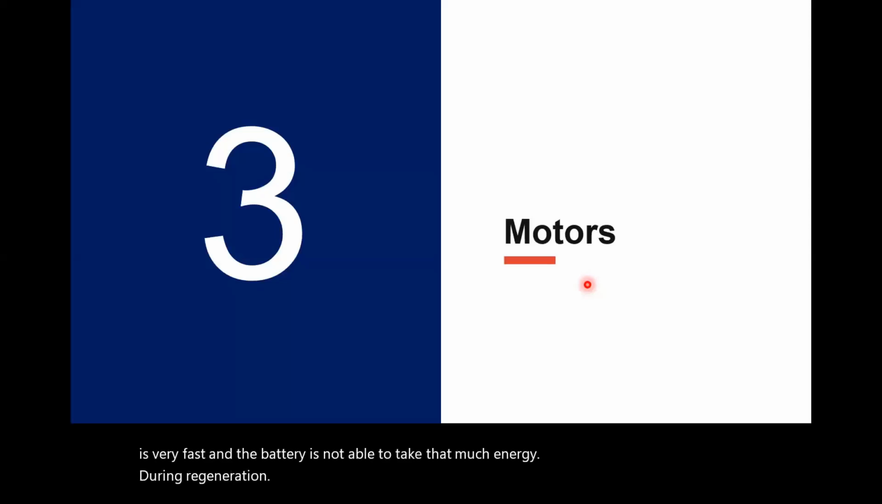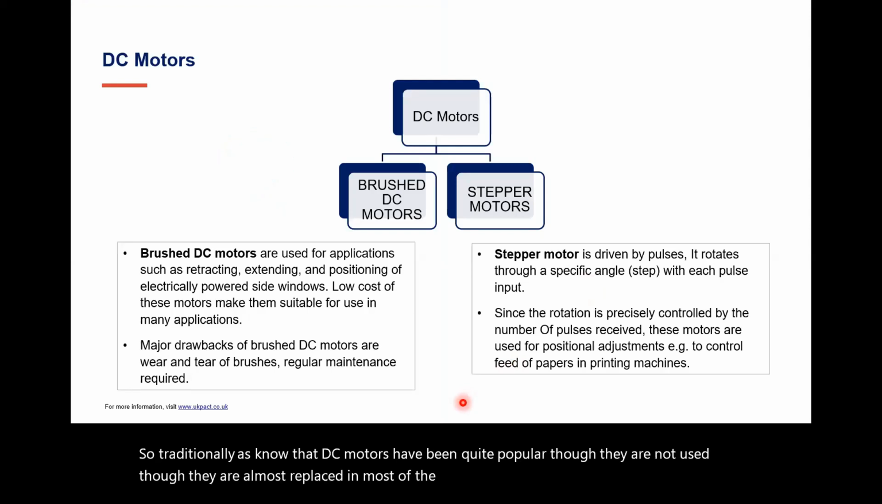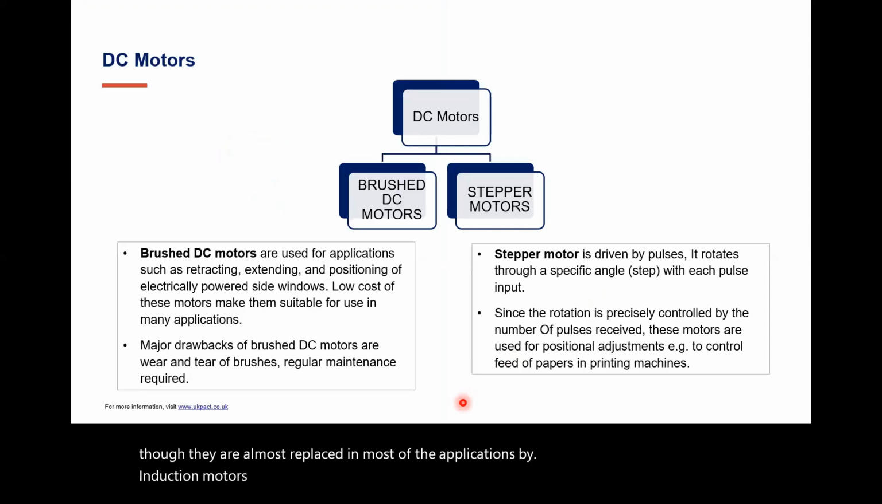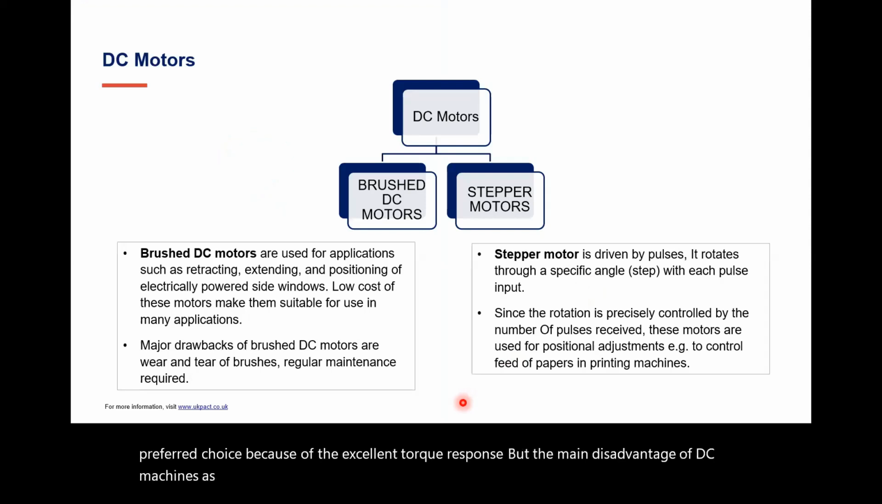Now let us talk about motors. Traditionally, as you know, DC motors have been quite popular, though they have almost been replaced in most industrial applications by induction motors. However, in certain areas like rolling mills they are still the preferred choice because of the excellent torque response. But the main disadvantage of DC machines is the maintenance required for the commutators and brushes. So these are not a preferred choice for electric mobility.